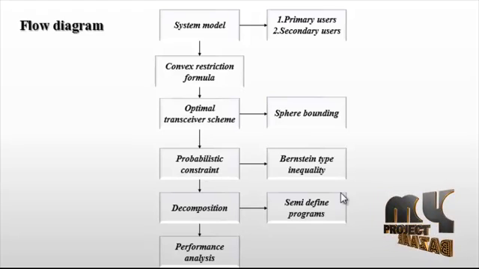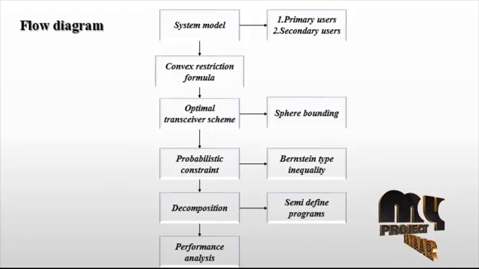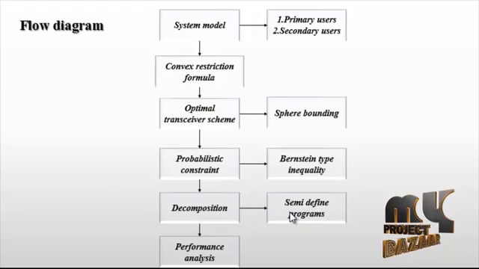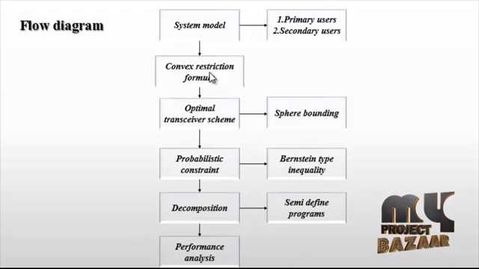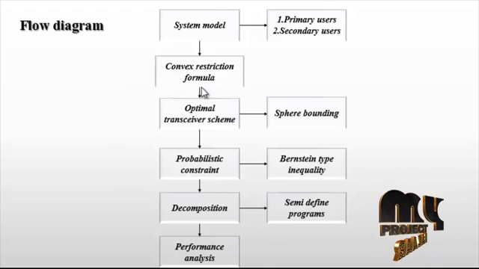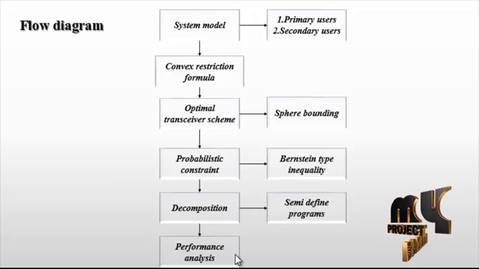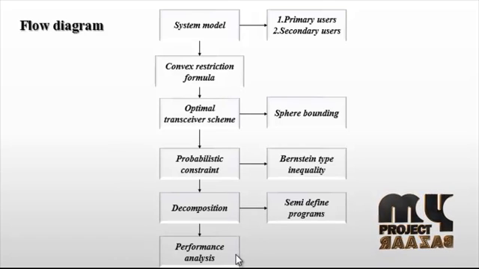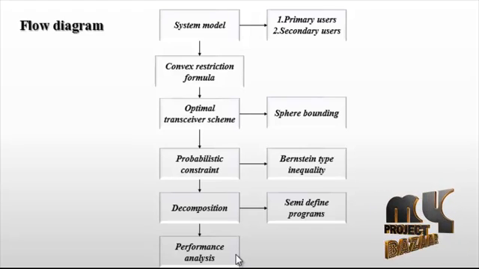That is a semi-definite program, already defined by the convex restriction formula. All three methods involve convex restriction, that is, the sphere bounding, the Bernstein type inequality, and the semi-definite program. These are all converted to programs to find the outage probability of the error. Finally, we analyze the performance complexity trade-off of the three presented convex restriction methods. The complexity orders of the three methods when implemented are shown.